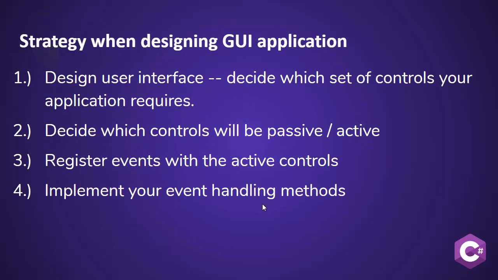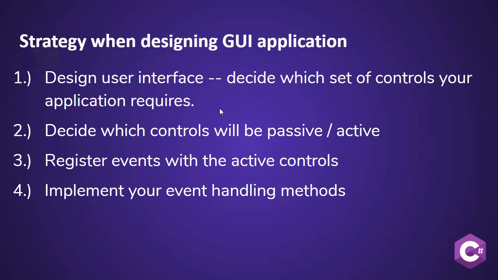A general strategy to use when designing a GUI application might be as follows. Number 1, we want to design the user interface. We want to decide what set of controls we're going to use to allow the user to interact with our application and do the work of our application.